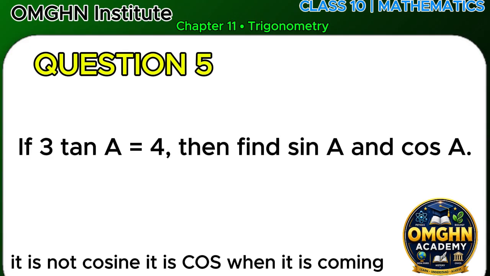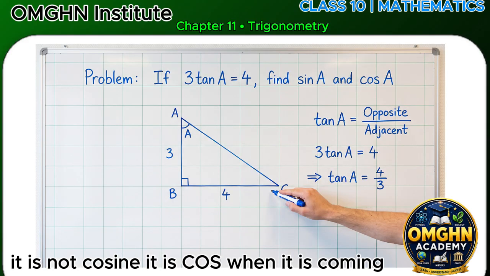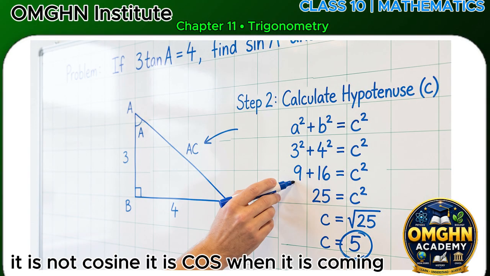Now question number 5. If 3 tan A is equal to 4, find sin A and cosine A. First, divide both sides by 3. Therefore, tan A is equal to 4 by 3. We know that tangent is opposite by adjacent. So we can take opposite side as 4 and adjacent side as 3. Now we need the hypotenuse. By Pythagoras theorem, hypotenuse square is equal to 3 square plus 4 square. That is 9 plus 16. So hypotenuse square is 25. Therefore, the hypotenuse is 5.